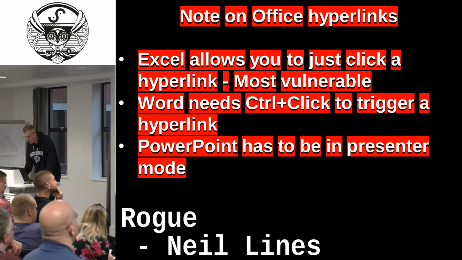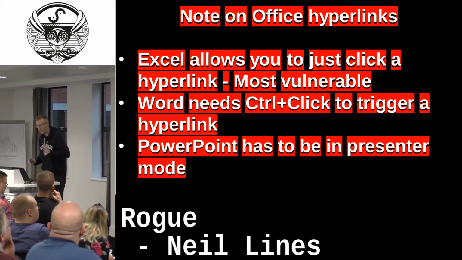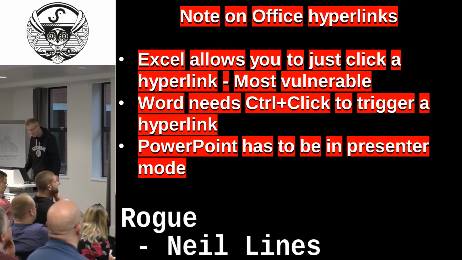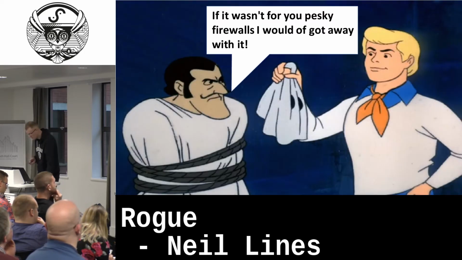Very quick notes on Office. I've noticed Excel allows you to instantly click a hyperlink without any prompt for asking for anything. You just click it, it will automatically trigger. Word, you need to do Control and click. And PowerPoint needs to be in presenter mode for a hyperlink to work. So I like to know these sort of things when I'm on a test, because if I'm going to send something into a target, I like to know that it will just trigger without any prompt or as little prompt as possible. So some of you will be thinking, stop talking about SMB.